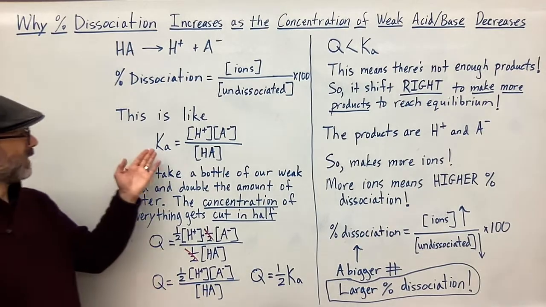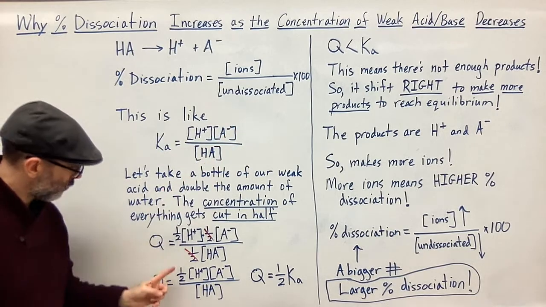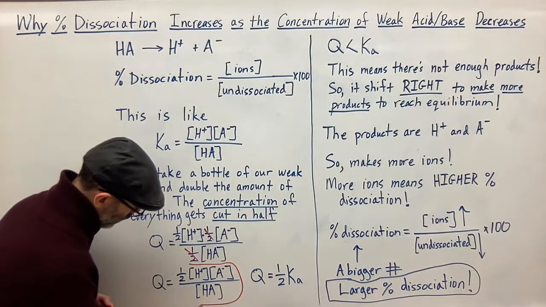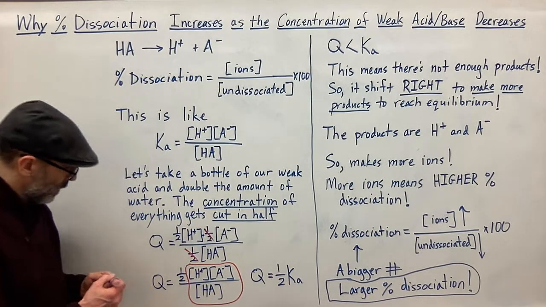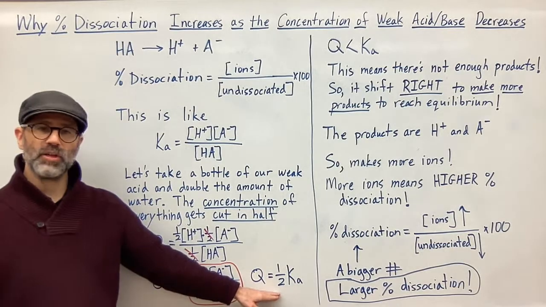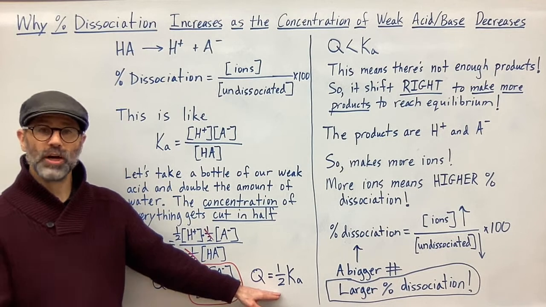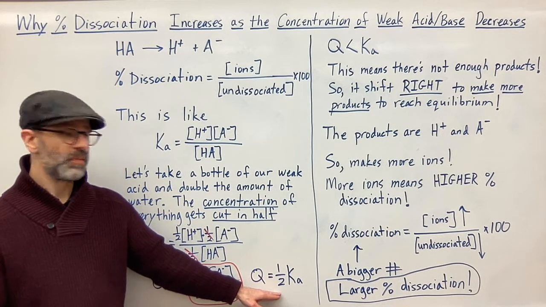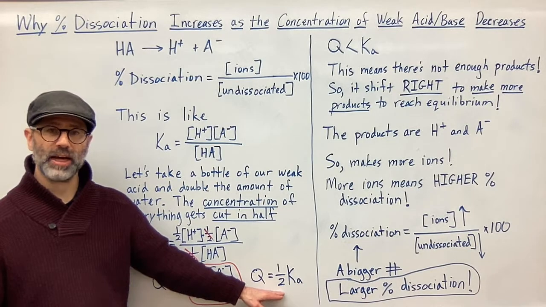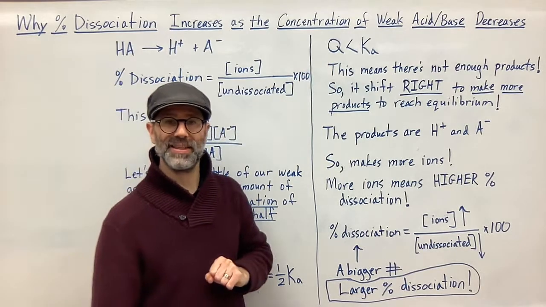Well, if you come back to Ka, well, Ka is equal to this. And so we have Ka here, right? So this part is Ka. So Q then is equal to 1/2 Ka. So this means that Q is no longer equal to Ka, which is where you would be at equilibrium. So Q is actually less than Ka. It's 1/2 of Ka. Well, what does that mean if Q is less than Ka?